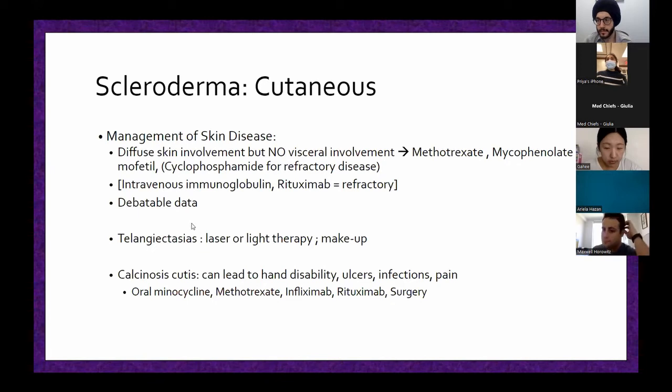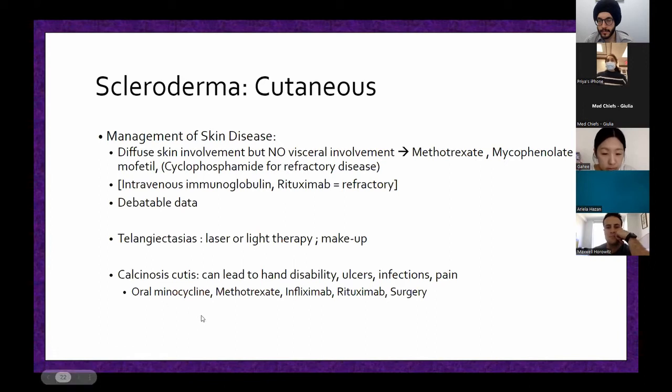So there's a lot coming out that, when patients are at risk of, for example, autoamputation or severe skin involvement, is all something that we sometimes just have to try on our patients to see if they'll get some relief. Light therapy and laser therapy can also be used for telangiectasias. Patients are very conscious of their skin. That's like their biggest complaint sometimes. So you do have to address that.